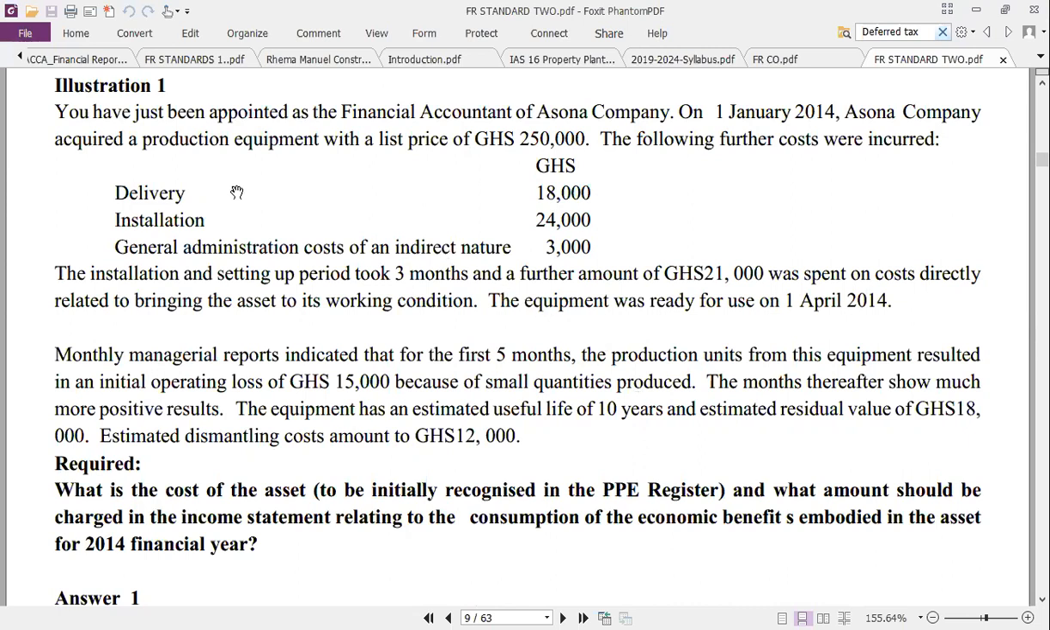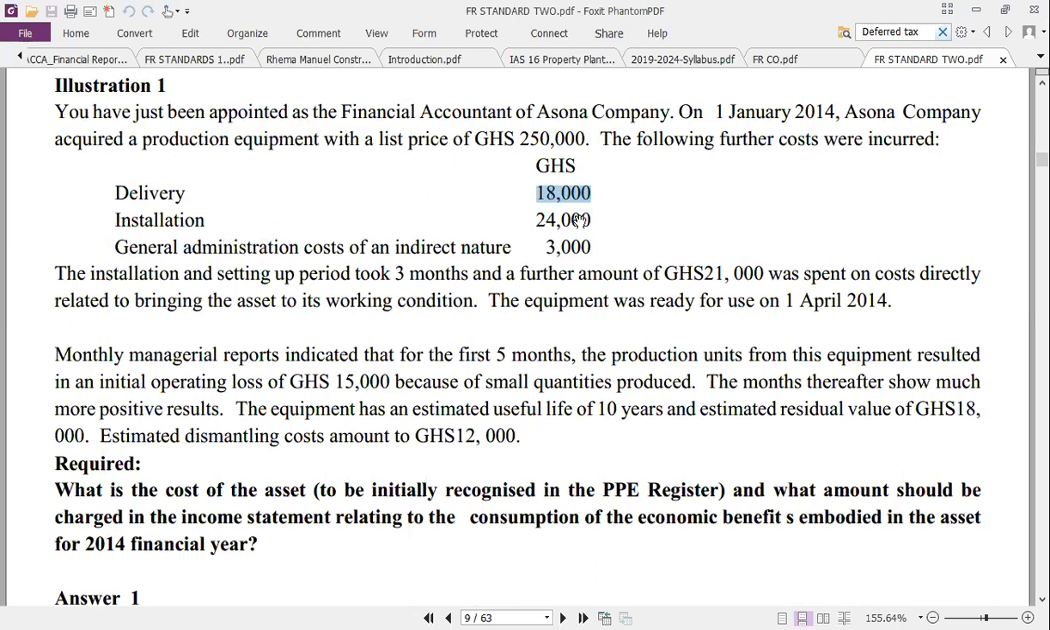Now let's read. You have just been appointed as financial accountant of Asuna Company. On January 2014, Asuna Company acquired a production equipment with a list price of 250,000. List price, base price, all of them are the same as purchase price. The following further costs were incurred. Delivery 18,000. So the 250,000 will be part of the cost. Delivery cost will it be part? Yes, great. Delivery will be part of the cost.